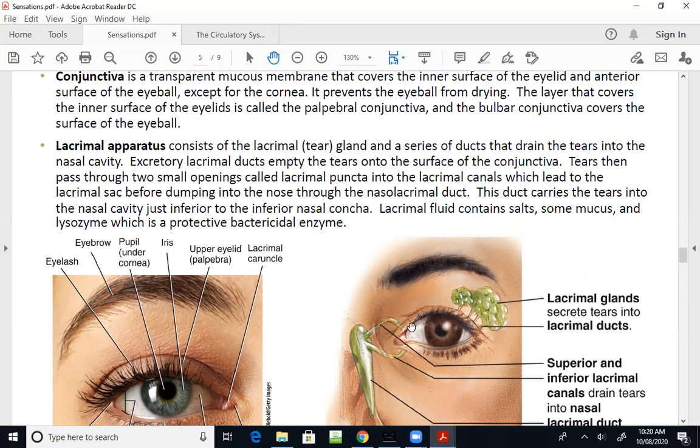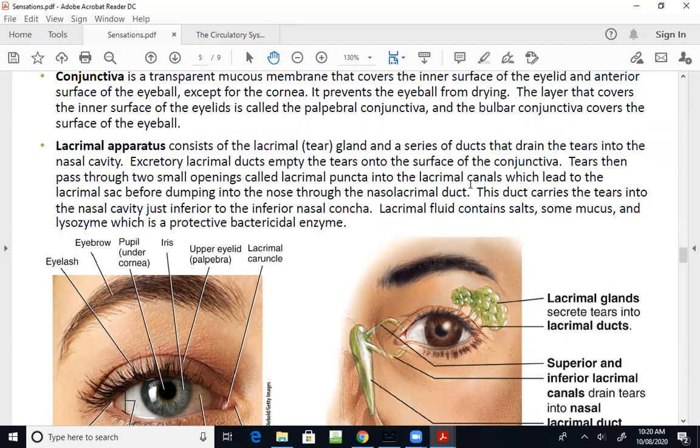across the surface of our eye, especially as we blink, towards the medial surface of our eye, where there are two holes that go to these two ducts here, the superior and the inferior lacrimal canals. The openings to those are called lacrimal puncta, and actually if you look in a mirror and open up your eyelid a little bit, you can actually see those.